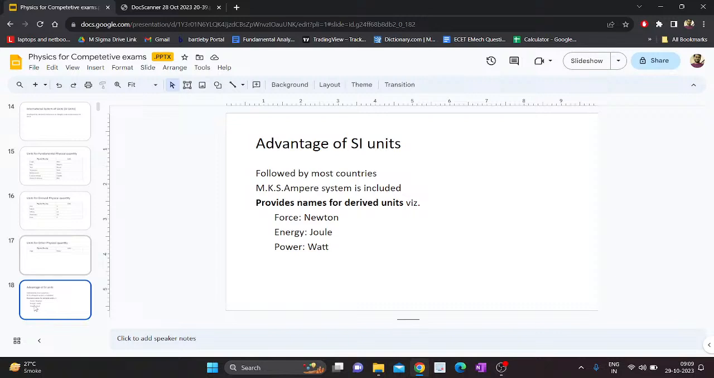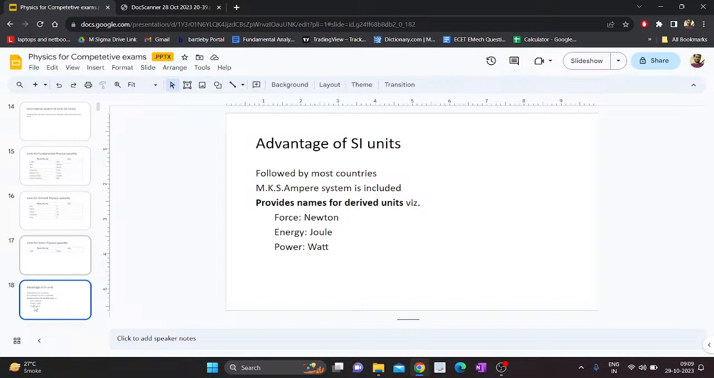So instead of writing in a lengthy way, these names are given here. Instead of using kg meters per second square for force, use it as Newton. Instead of using the kg meter second units for energy, use it as joules. Similarly, for power, use it as watts. So that is the advantage here.